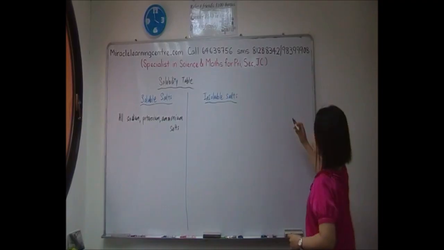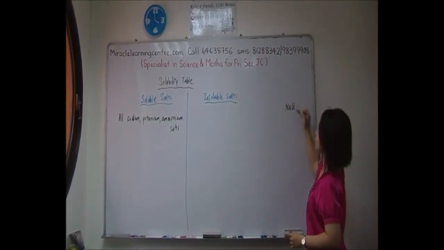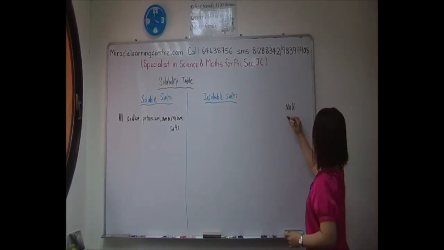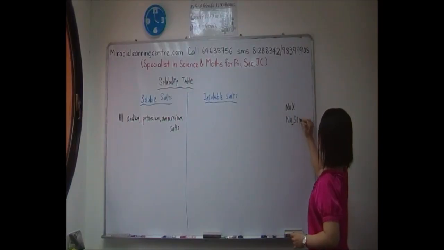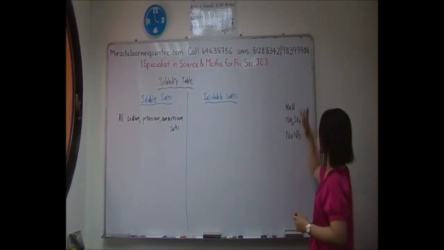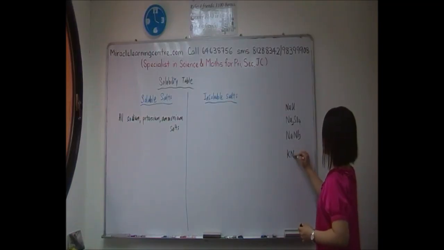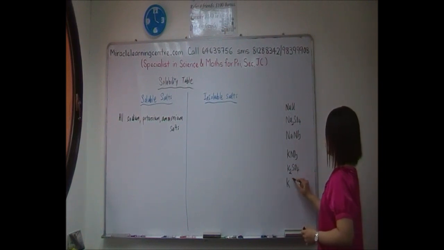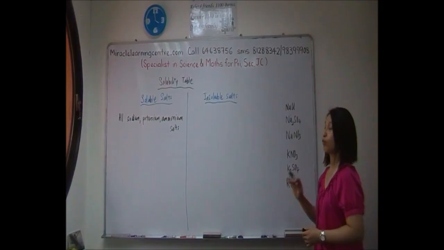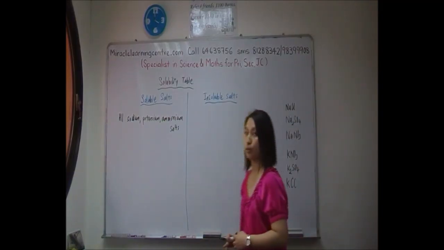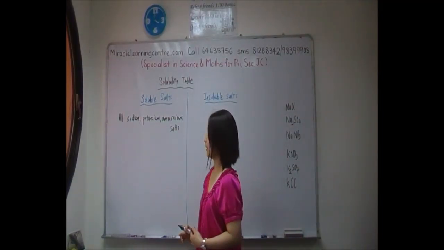Okay, so for example, we have sodium chloride, soluble in water. Sodium sulfate is soluble in water. Sodium nitrate is soluble in water. All sodium salts are soluble in water. Potassium nitrate is also soluble in water. Potassium sulfate is soluble in water. Potassium chloride is soluble in water. Same for ammonium salts. All ammonium salts are soluble. Ammonium chloride, ammonium nitrate, ammonium sulfate.